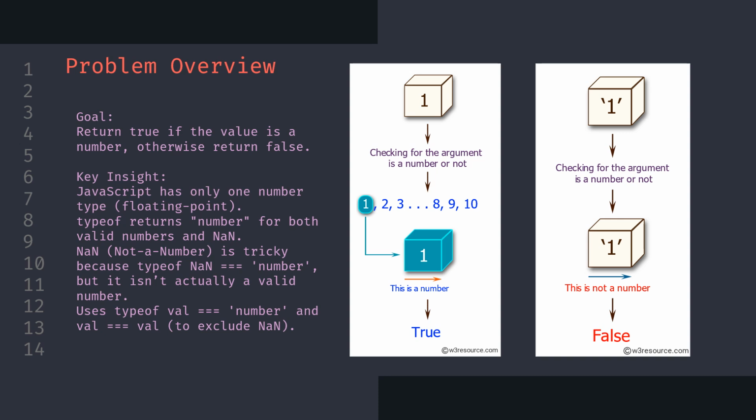While typeof correctly identifies numbers, it wrongly classifies NaN as a number. To handle this, we use the special property of NaN. It is the only value that is not equal to itself.